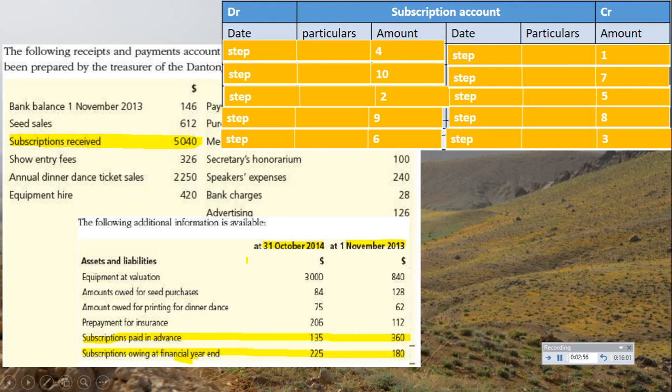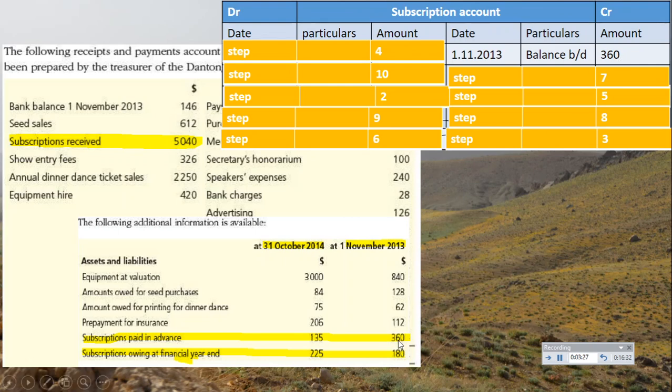So subscription is your income, remember that. If you receive advance income, it becomes a liability. Advance income is a liability for us because you are taking cash in advance while you have not given any service to the members. So if you look down here in the question, subscription paid in advance at the beginning of the year, 360, is your liability. The liability comes on the credit side. Liability means credit. You have your 360 as your liability.